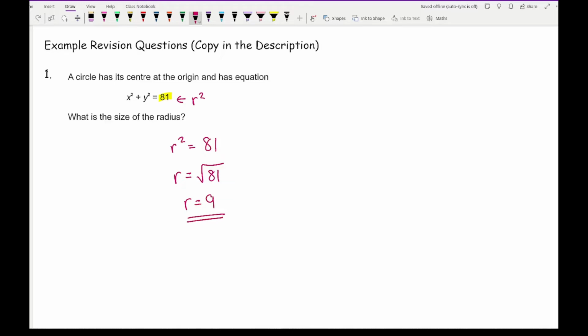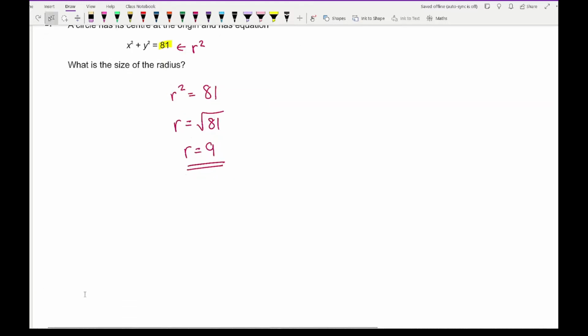Also, do not write plus or minus 9, because as we're talking about the radius being a length, it can't equal a negative length. So do not write minus 9. The answer then would be positive 9.